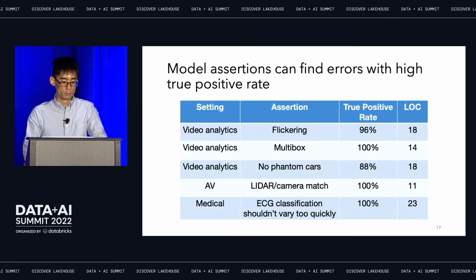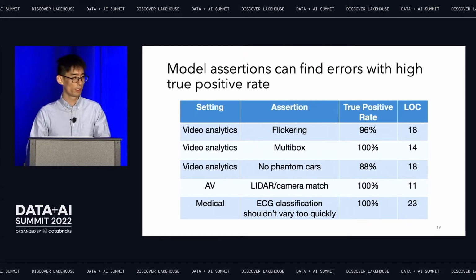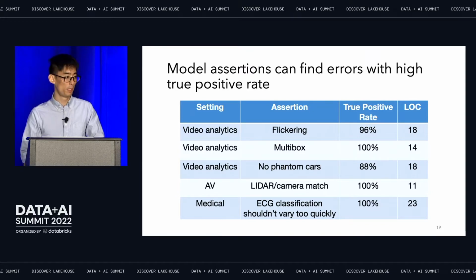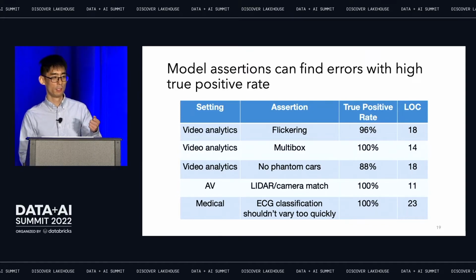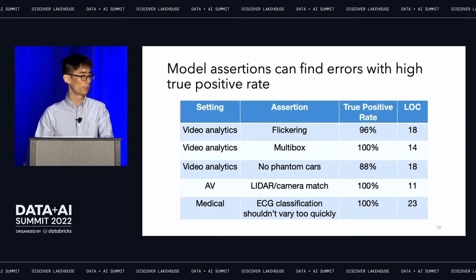The first thing we show is that model assertions can find errors with high true positive rate. As we can see here, across these three settings and 5 assertions, the true positive rate, in other words, when the model assertion triggered, is there actually an error, is at least 88% across these 5 assertions. And in addition, these assertions can be specified with few lines of code, as little as 11 and at most 23 in these 5 examples. There's other examples in the paper.